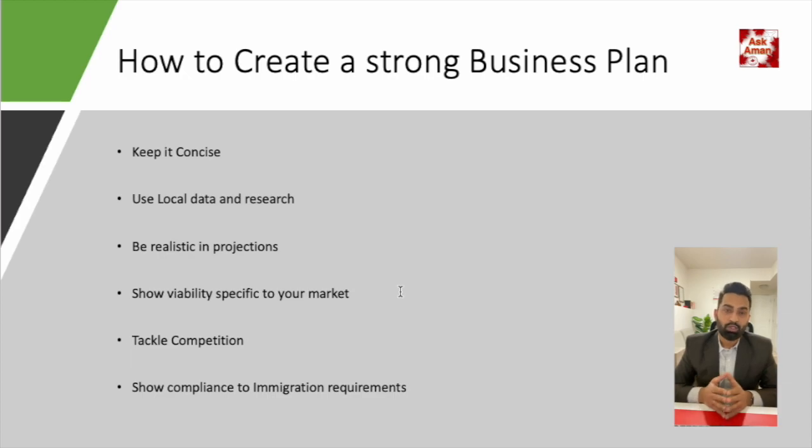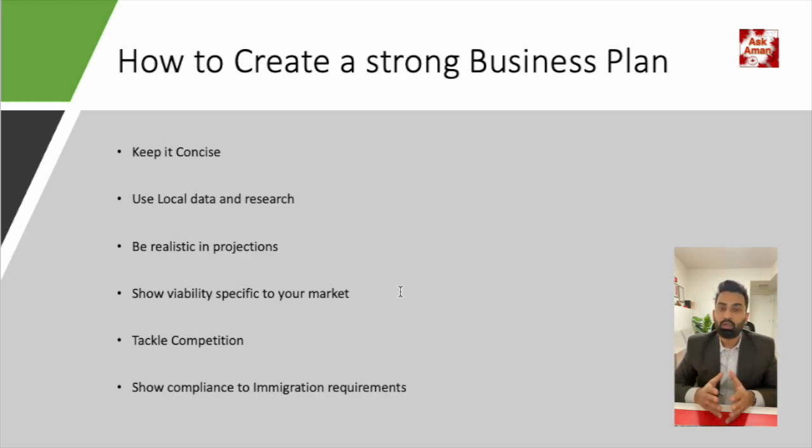First of all, I would suggest that you keep it concise. You do not have to fill pages of information. All you have to do is use enough information in your business plan to establish the requirements of the program, to establish the viability of your business plan, and to convince the immigration officer that your business plan is real, it's doable, you have the skills, you have done your research, and you're going to provide significant benefit. You do not have to go overboard with it. Keep it concise, make it simple for an immigration officer to read. If it makes sense to you while reading it, it's going to make sense to an immigration officer as well.